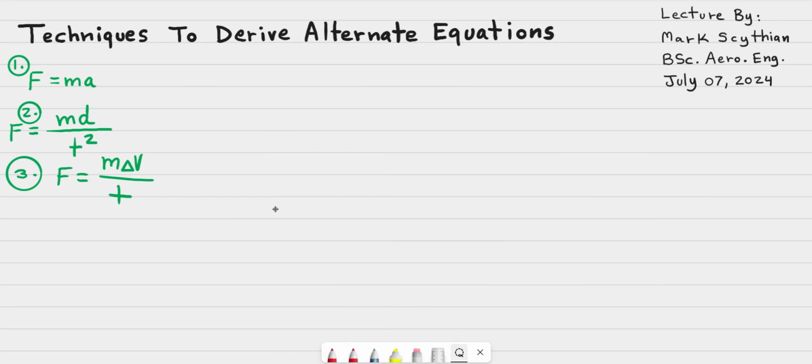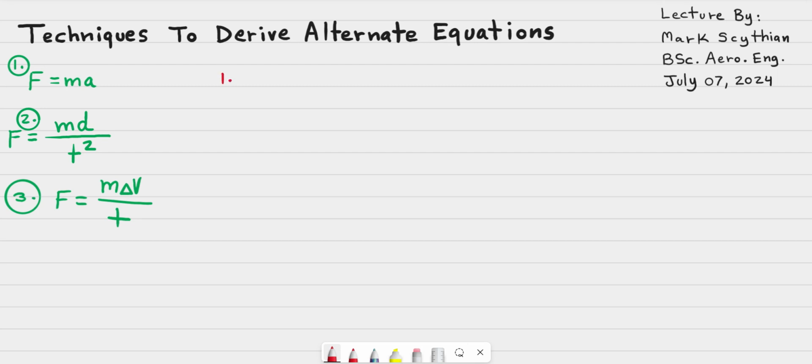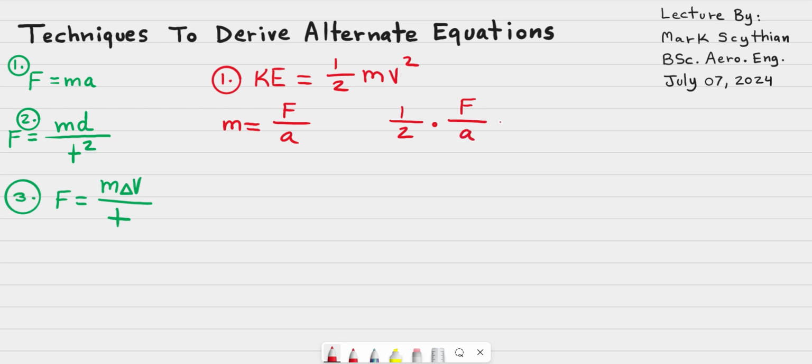So another equation to work with is the kinetic energy. So kinetic energy is equal to 1/2 times mass times velocity squared. So we could redefine mass as force divided into acceleration. So this becomes 1/2 times force divided into acceleration times velocity squared. So then KE is equal to force times velocity squared over A, actually over 2A.